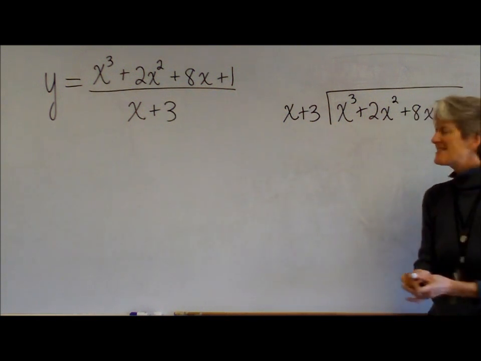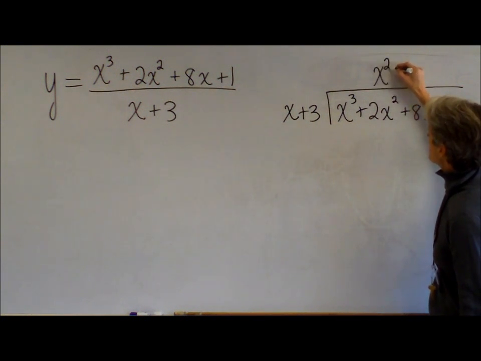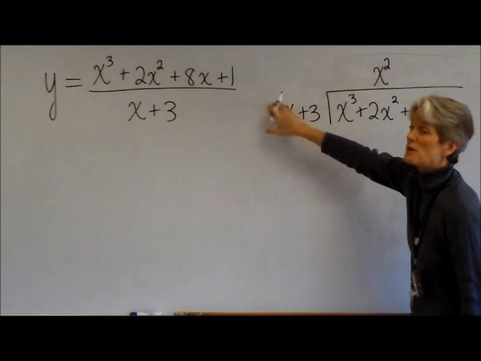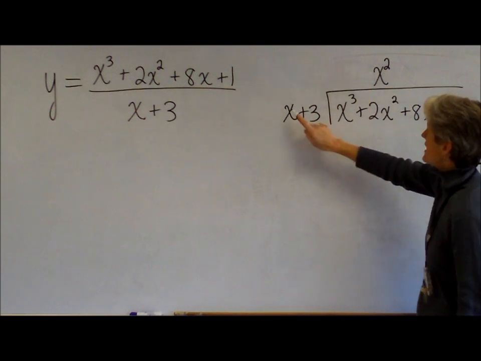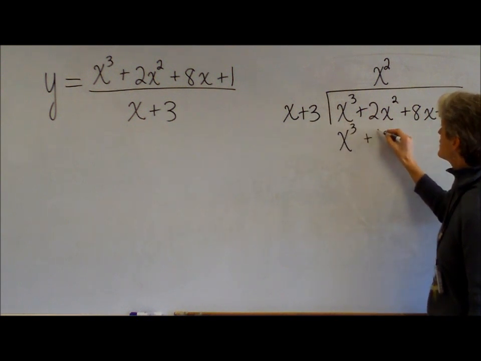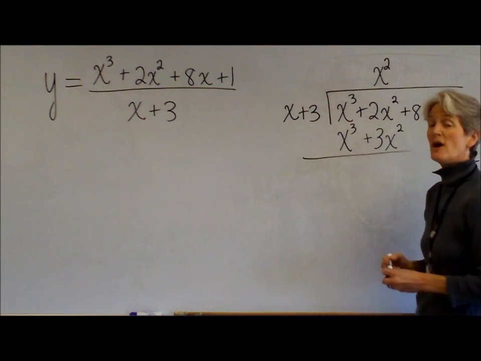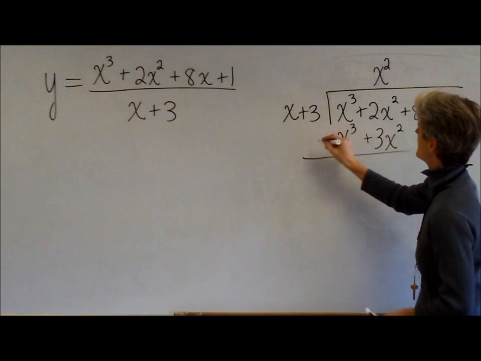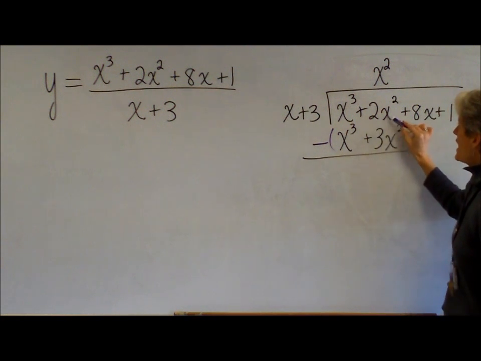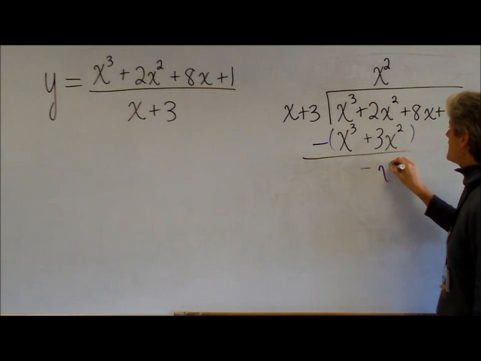X squared, exactly right. So I need to multiply x times x squared, so I put the x squared up there. Now I multiply x squared times x plus 3. So x squared times x, there's my x cubed. X squared times 3 is plus 3x squared. And now we're going to subtract. X cubed minus x cubed is 0 by design. 2x squared minus 3x squared is negative x squared.